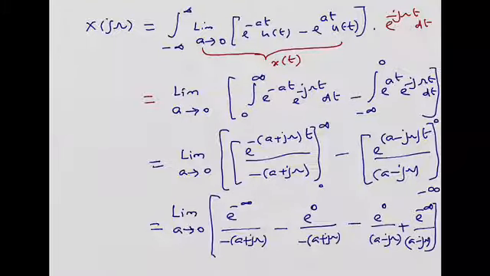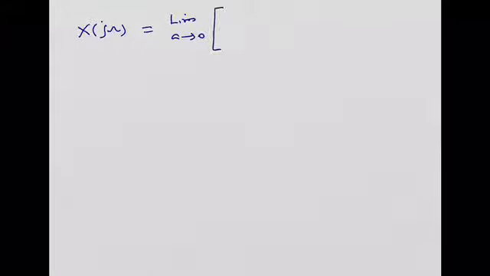There would be 4 terms present after substitution of upper and lower limits in each term. This is X of j omega. It has not yet been simplified, so let me move on to the simplification part. X of j omega is equal to the limit a tends to 0. When we take e power minus infinity, what is e power minus infinity? E power minus infinity is equal to 0, so the first term will become 0 completely.